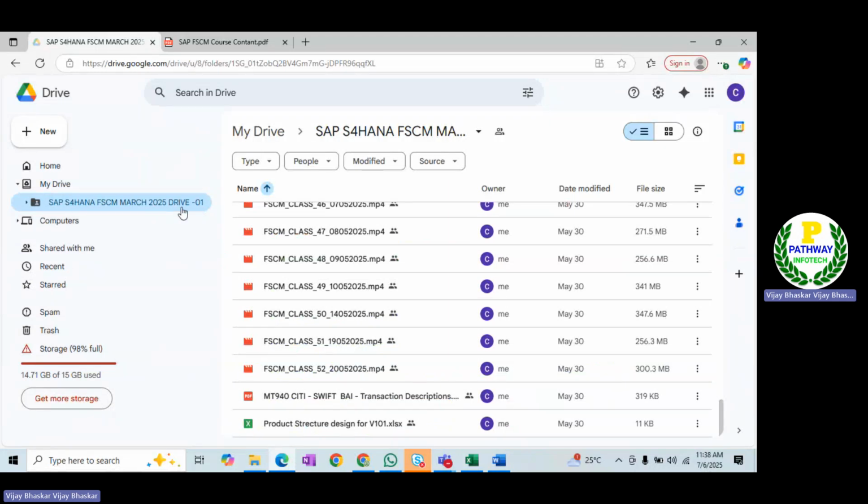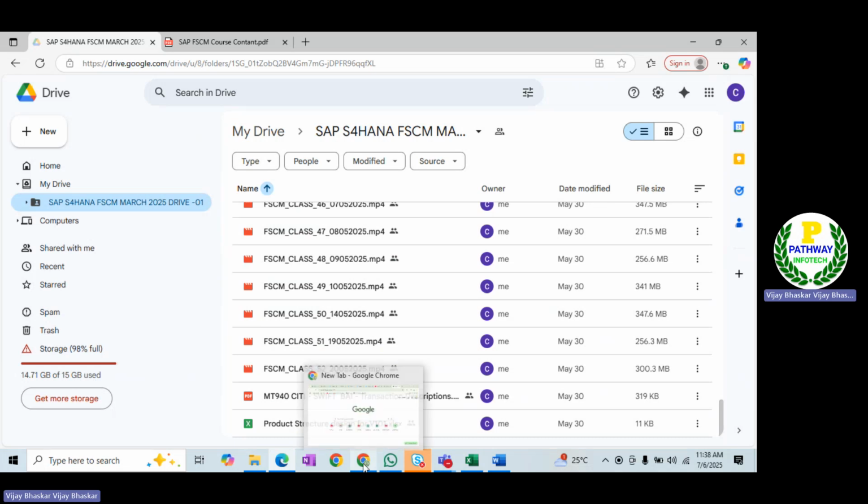As you are already aware, the new batch started on March 3rd. You can see here it is almost 52 sessions. Each session is a 1.5 hour session, every day, Monday to Saturday, in which I have taken training. You can see the drive storage capacity is almost full.